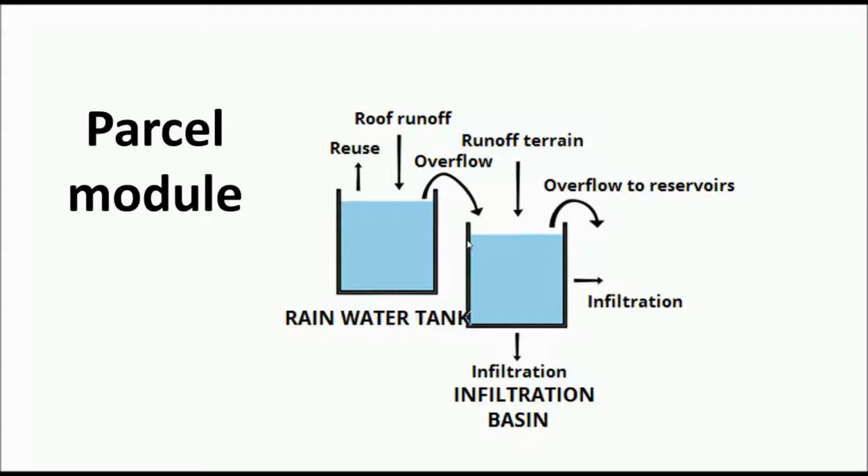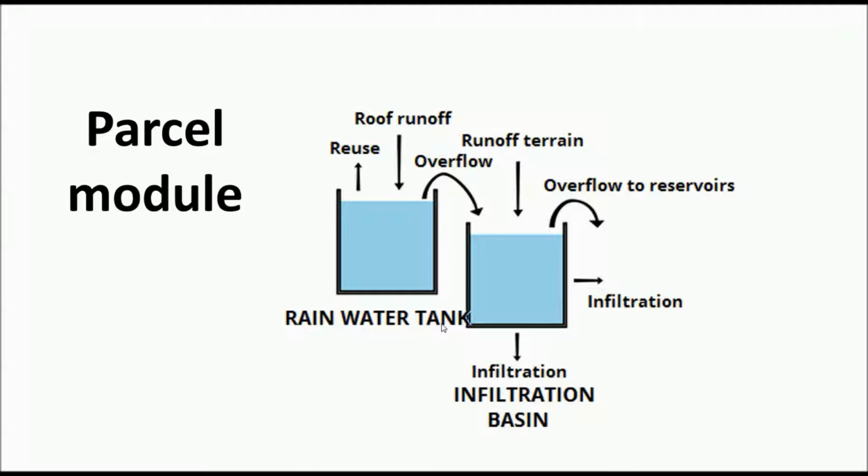Now, in fact, there is also a second module available in Sirio. It's called the parcel module, and this one represents one parcel or one house in, for instance, an allotment or a new design. These follow the Flemish design rules. So we have a rainwater tank and we also have an infiltration basin. The parcel model can consist of any of these two elements or the combination of both.